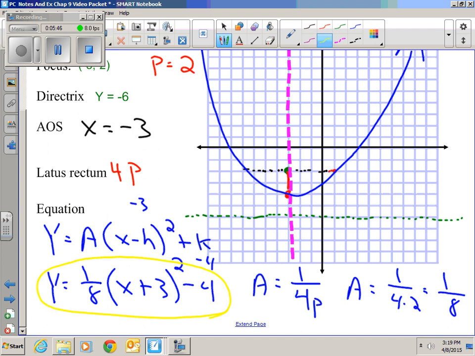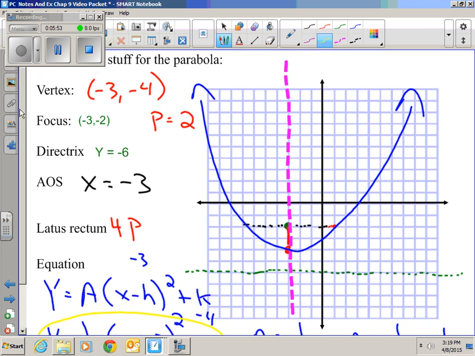And our latus rectum had a length of 8. Our axis of symmetry is x equals -3, our directrix is y equals -6. Our focus was -3, -2, and our vertex was -3, -4. Okay, let's try a second one.